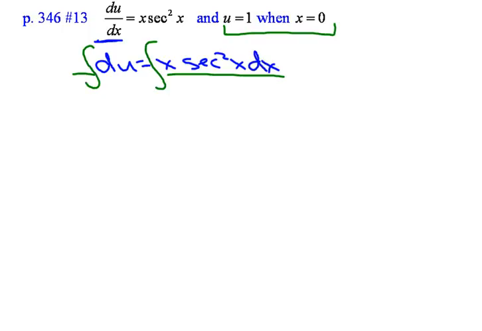So we'll take this integral. I'll take the right-hand integral. The left-hand integral is easy. That's just a u because, look, there was a 1 in there. So we get a u.